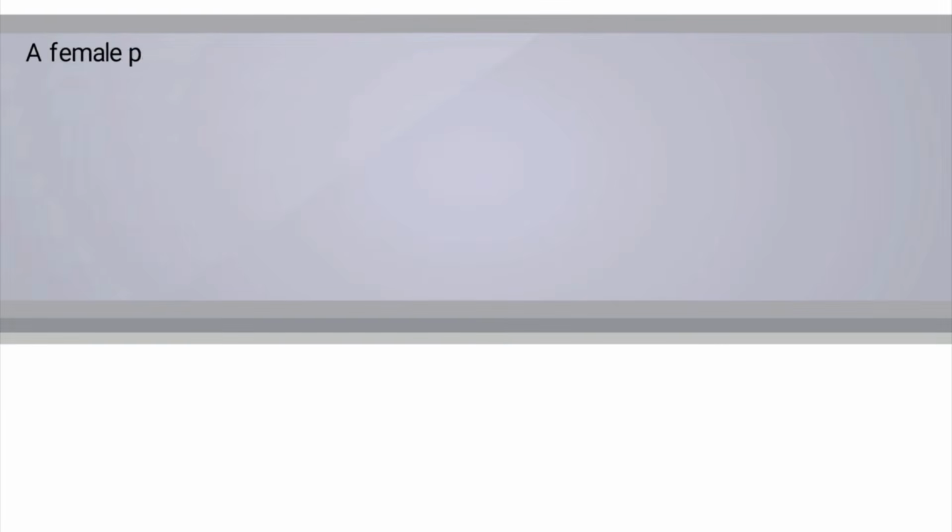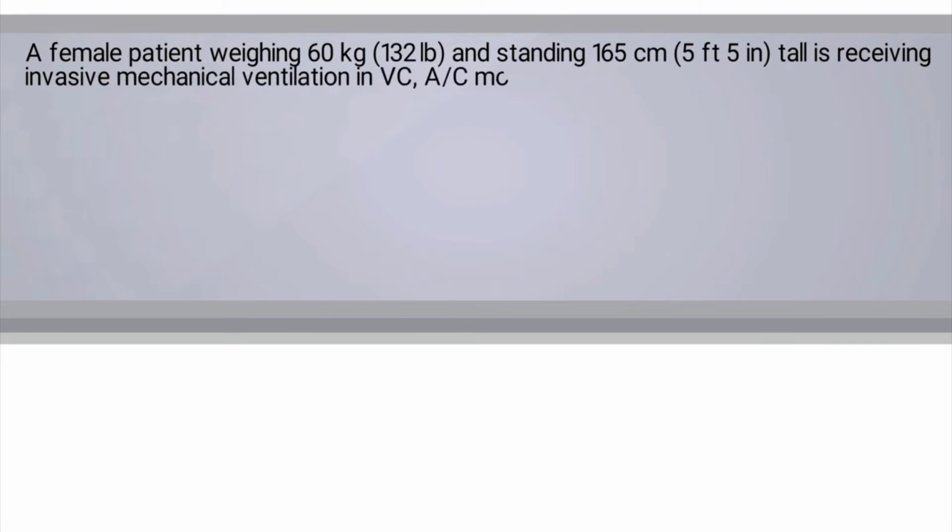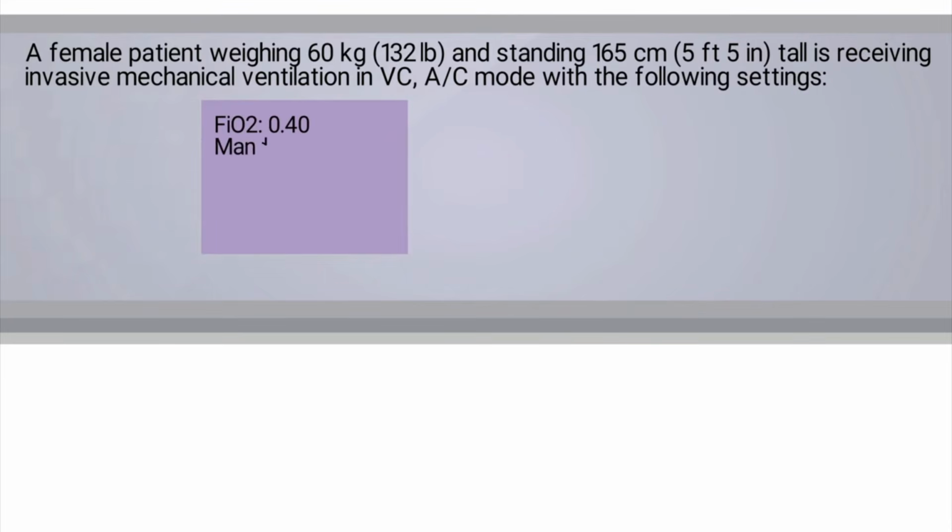A female patient weighing 60 kilograms or 132 pounds and standing 165 centimeters or 5 feet 5 inches tall is receiving invasive mechanical ventilation in volume-controlled assist control mode with the following settings: an FiO₂ of 40%, mandatory rate of 12, total rate of 12, tidal volume of 380 milliliters, peak inspiratory pressure of 28, and a PEEP of 5.